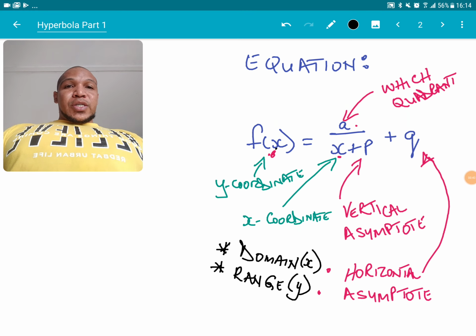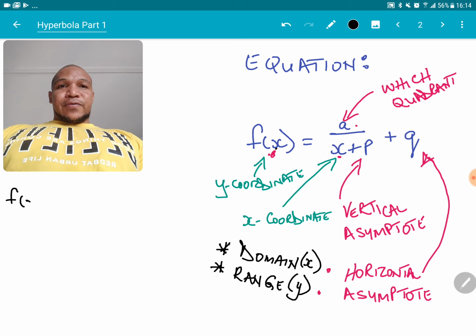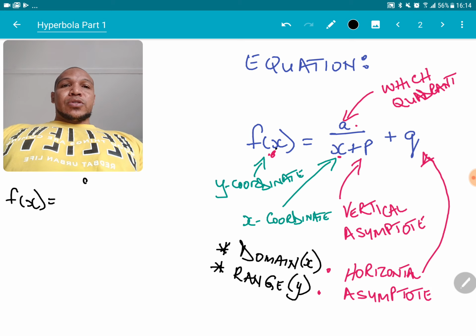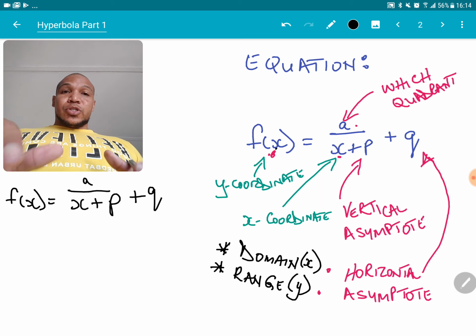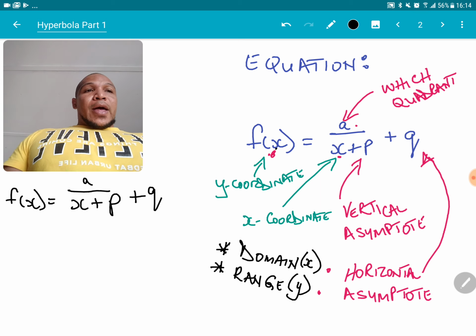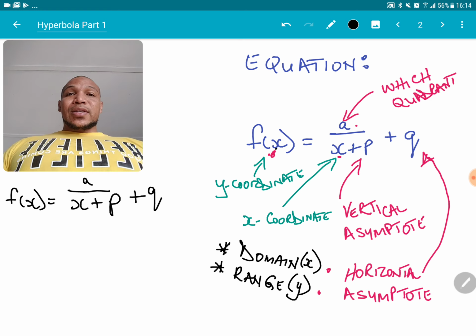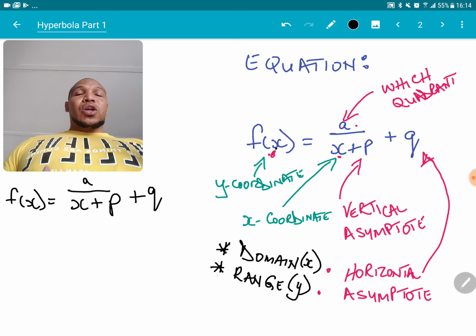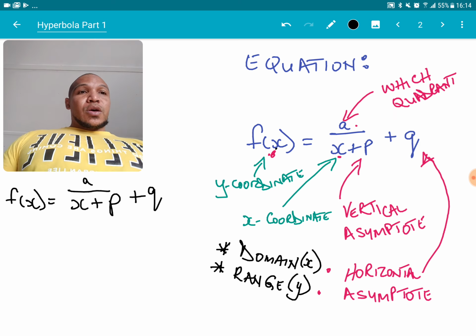So here we have the equation. Let me just write it down without all of the stuff in here. So we have f of x equal to a over x plus b plus q. So that is the equation. A in the equation will show you in which quadrant the graph will lie, and how close or how far that graph is from the axis.